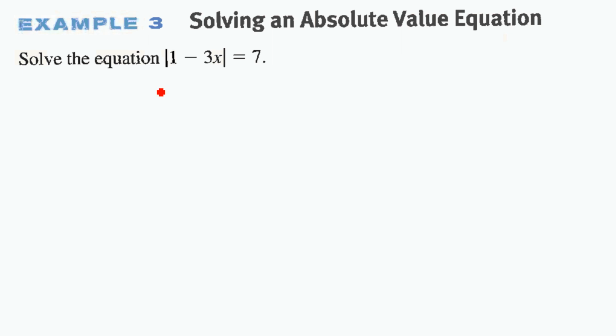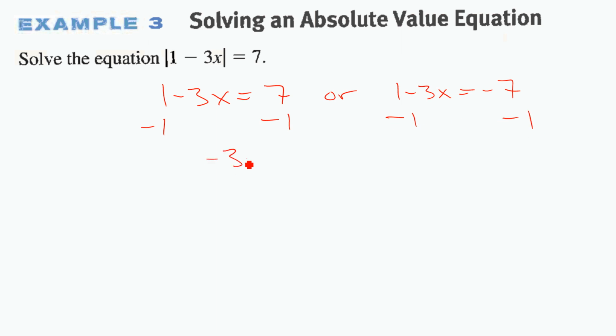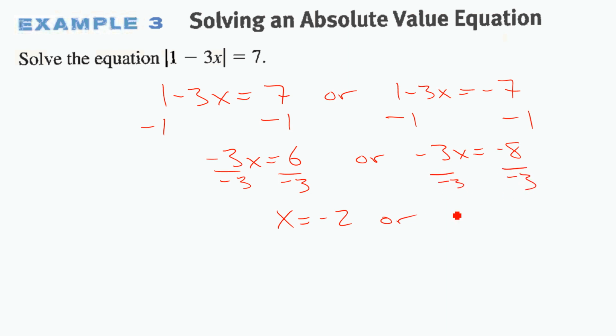Okay, let's do it again. Another example. 1 minus 3x equals 7, or 1 minus 3x is equal to negative 7. So just like we normally would, we'll subtract 1 everywhere. We'll get negative 3x is equal to 6, or negative 3x is equal to negative 8. Divide by negative 3 everywhere: x is negative 2, or x is equal to 8 over 3, because your negatives cancel each other out.